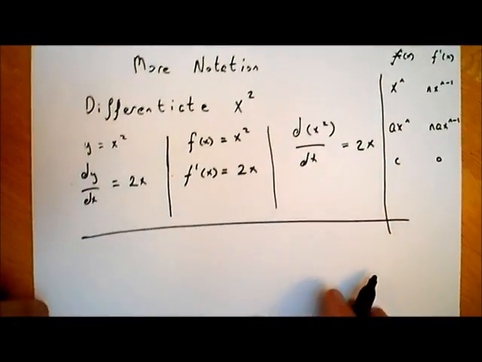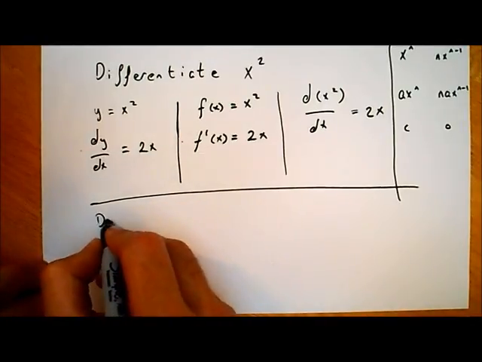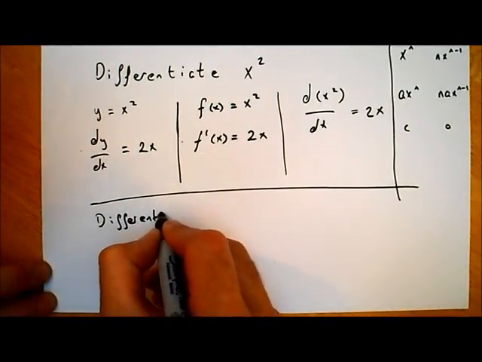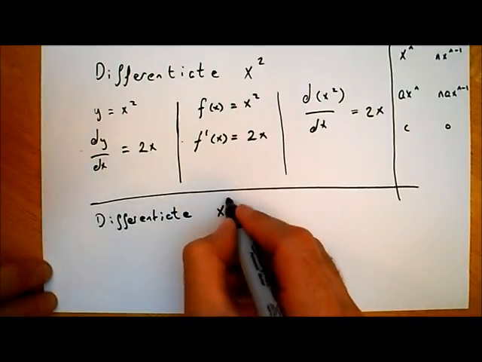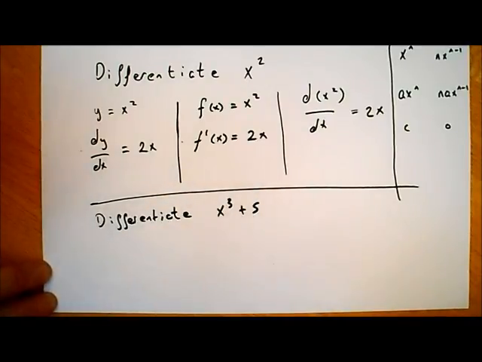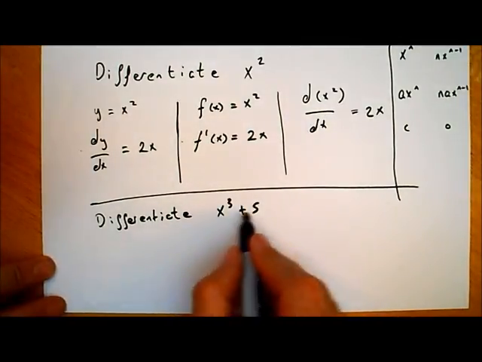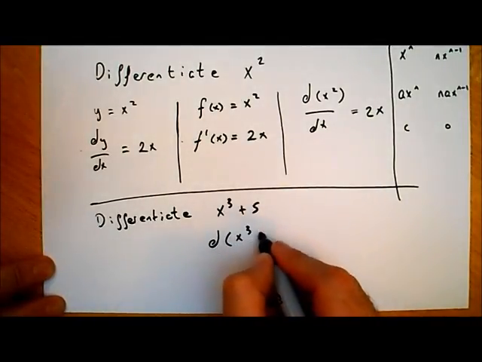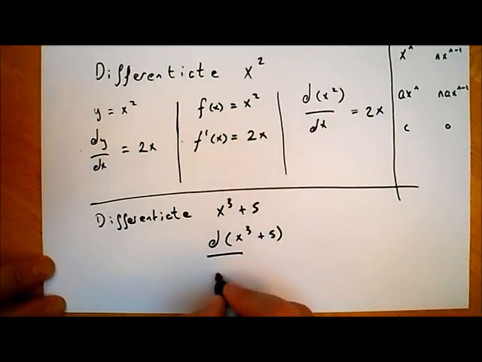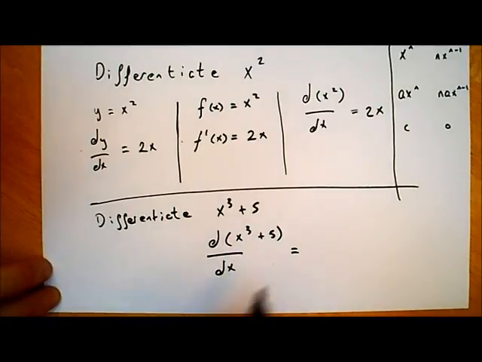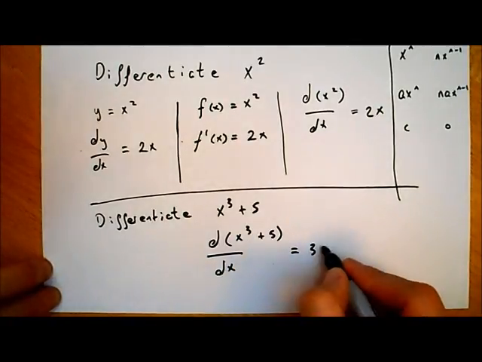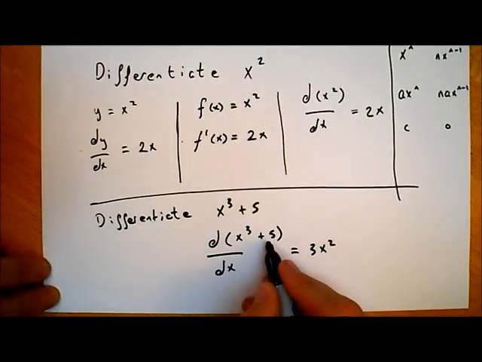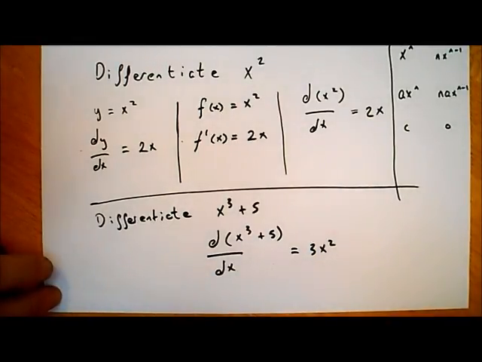So let's have a quick look at one more example. Say we're asked to differentiate, let's say, x cubed plus 5. I'm just going to show you this notation, I'm going to use this notation this time. I'm asked to differentiate that, so I can write d and then in brackets x cubed plus 5, the thing that I'm going to differentiate, dx. The answer to that, it just means differentiate whatever's in brackets up here. So differentiate x cubed, and I get 3x squared. And differentiate a constant, and I get 0. So the answer to this will just be 3x squared.